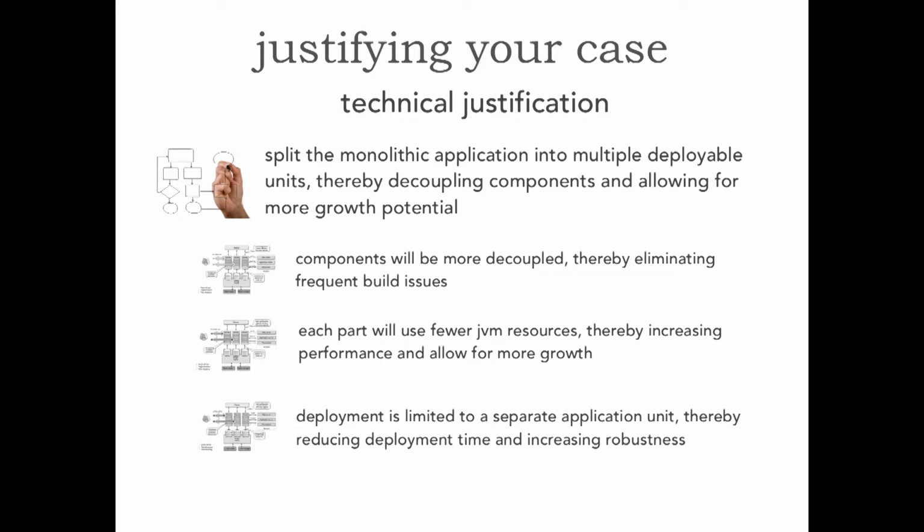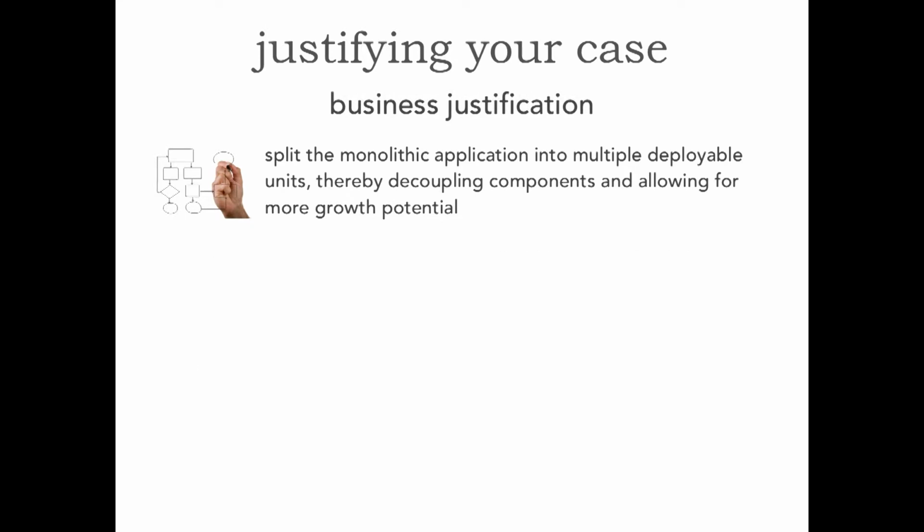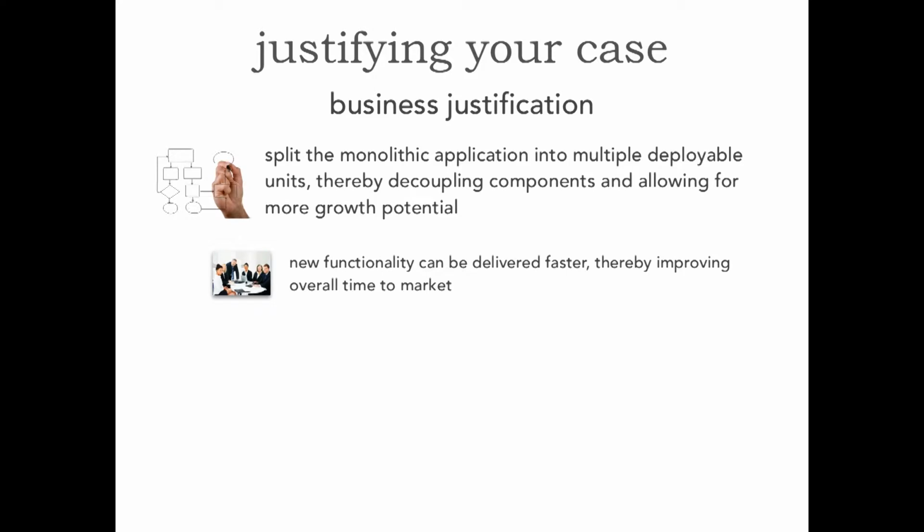But at this point, we still can't sell this effort as an architect. Why? Because the business is not going to understand what decoupled is, or JVM resources and all these. So the next step is to build a business justification for this. And let's do this with the following. For example, with these changes, new functionality can actually be delivered faster to the market.